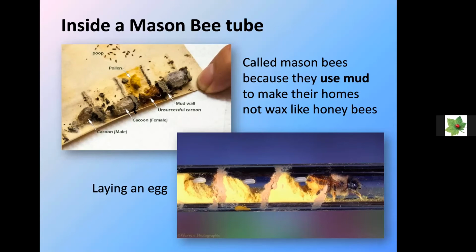Another cool thing is that they actually lay eggs of different sexes. The male cocoons are towards the back and the females are in the front. So it's an interesting thing to see as you open up and go through, is they lay them in a certain way so that they can go through.